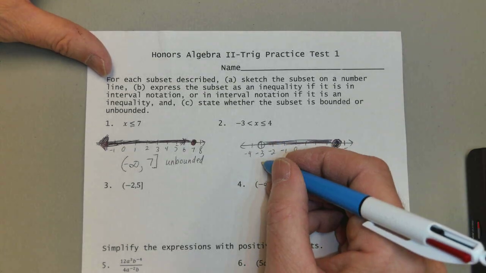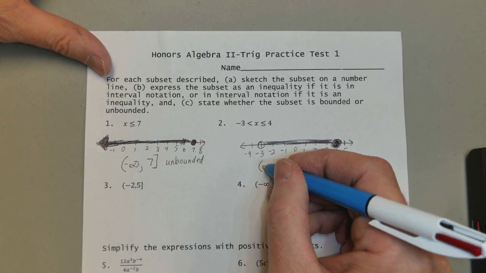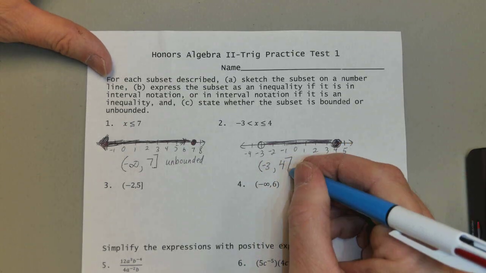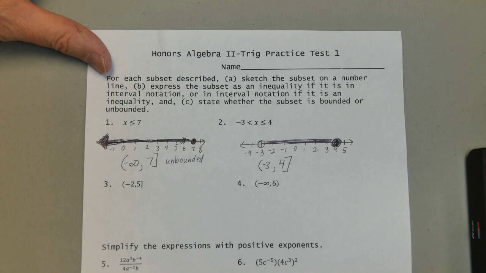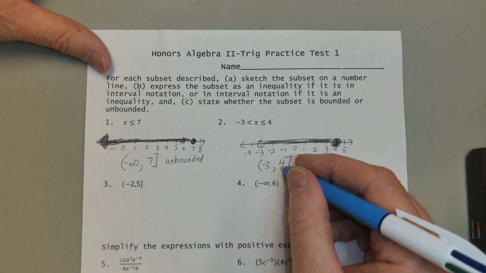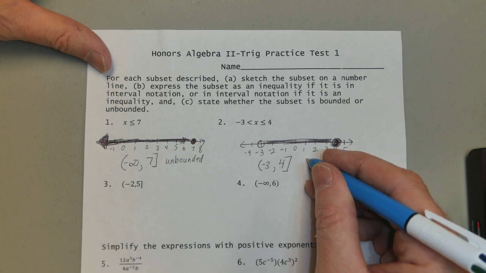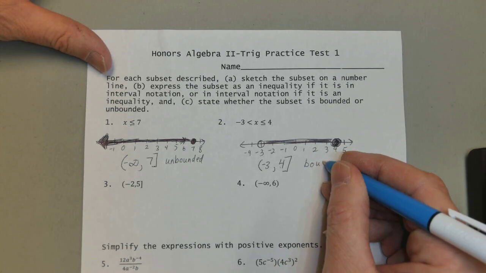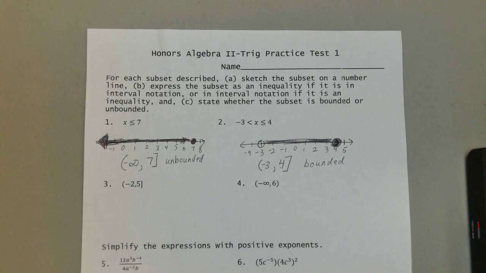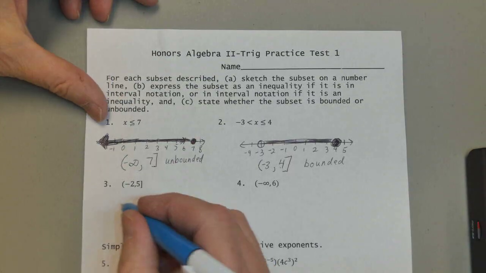The left side of the interval does not include the -3, but goes up to it. The right side goes to 4. And -3 to 4, this is interval notation. This one, we can measure the distance between the left and right side. It is bounded.